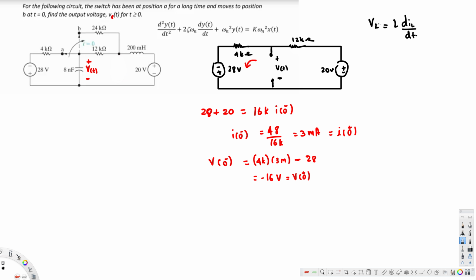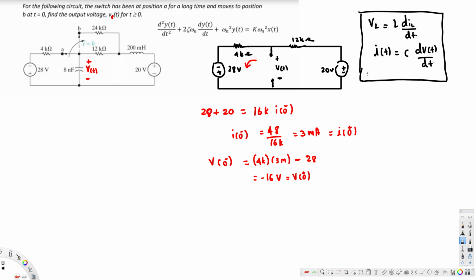So when you have voltage across the inductor, you can replace this one with this one, and also I of t, we can replace that one with C dV of t over dt. Okay, so these are the two important equations we have to know in order to build our second order differential equation. Now let's go ahead and create the second order differential equation.